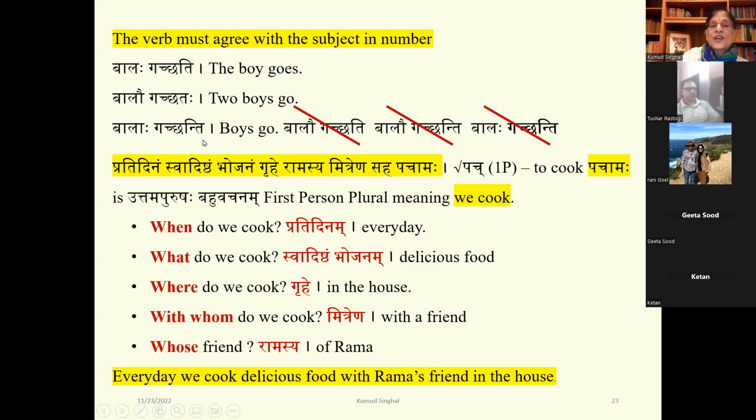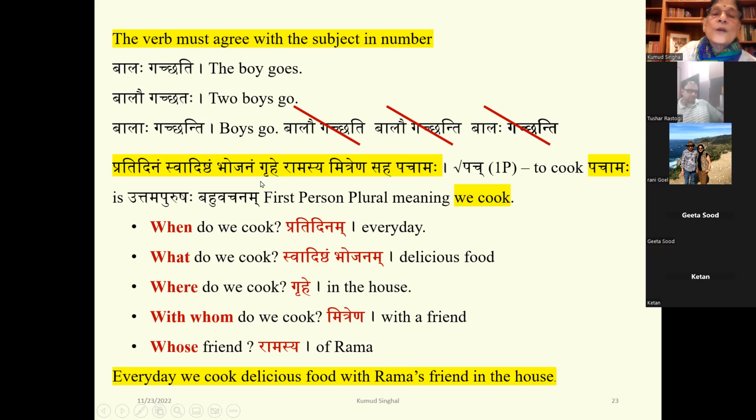Balah gachanti. So now balau gachati is wrong because balau is dual, but gachati is singular. Dual and singular, you cannot do this. So this should be balau gachatah. Similarly, balau gachanti is wrong because the subject is dual and the verb is plural. Balah gachanti is also wrong because the subject is singular, balah, and the verb is plural, so it is wrong. It should be balah gachati.